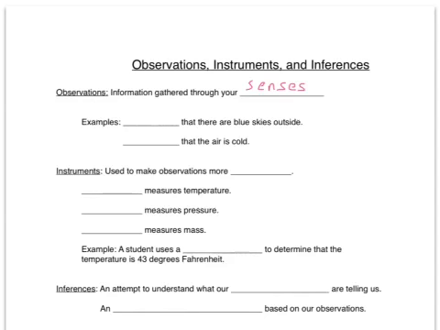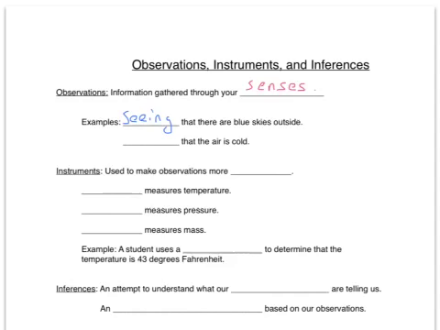Now it can be any of your senses. Usually we think of observing using sight, but it could be any of your five senses: sight, hearing, smell, taste, or touch. So our first example, if we look outside and we see that there are blue skies, that's going to be an observation. So we're going to write in here that seeing that there are blue skies outside is going to be an observation.